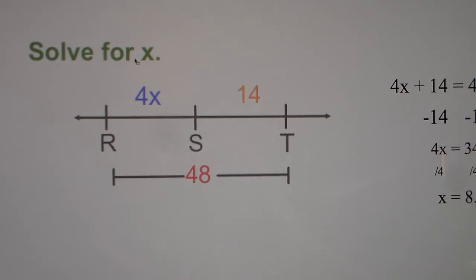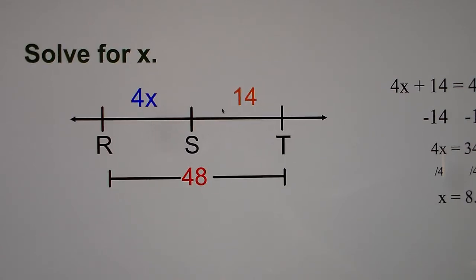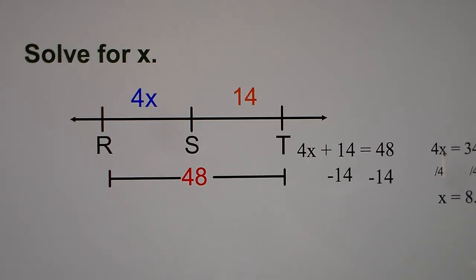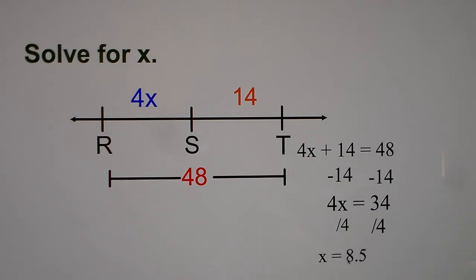So once again, we're solving for x. The blue piece plus the orange piece is equal to the red piece. So we do 4x, the RS, plus the ST, the 14, is equal to the 48. We then subtract 14 from both sides using our inverse operations. So 48 minus 14 gets you 34. We then divide by 4 to both sides, and we get x equals 8.5. Yes, these do get complicated. And we're just starting with the easy ones first, and we're going to work our way up.